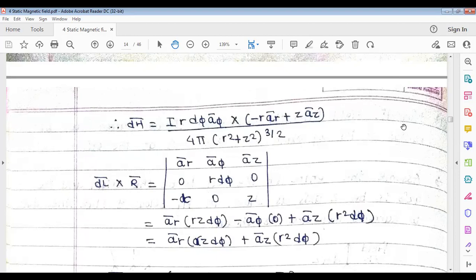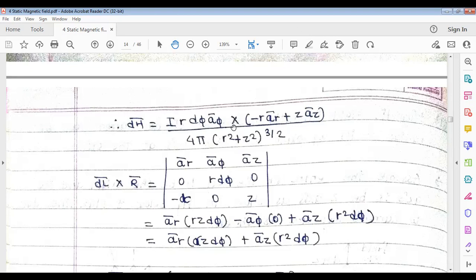A bar z. A bar phi cross a bar z? A bar r. And a bar z cross a bar r? A bar phi. You are going in clockwise direction, na only. A bar phi. Correct. Right, na?